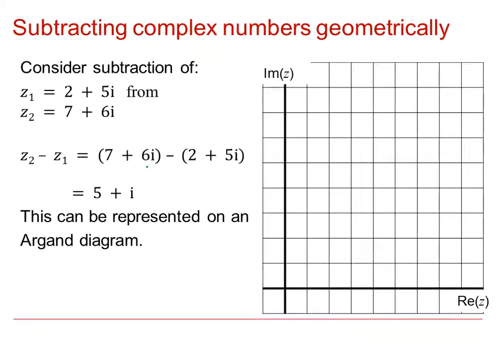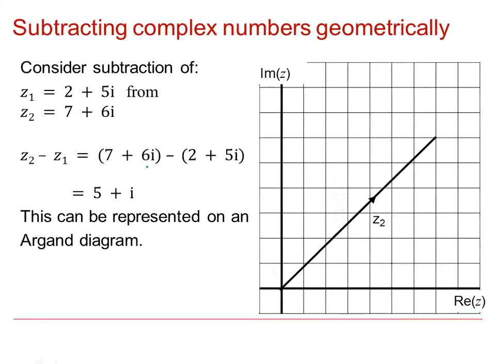Again, this can be represented on the Argand diagram. So there is our starting point, complex number z2, a directed line from the origin with coordinates (7, 6). And there's another directed line from the origin with coordinates (2, 5), but we need to show z2 take away z1.